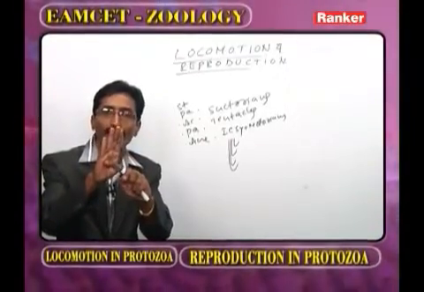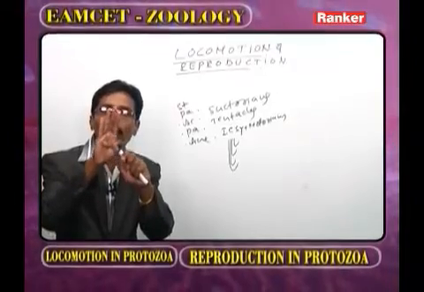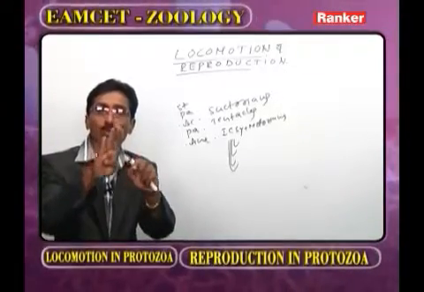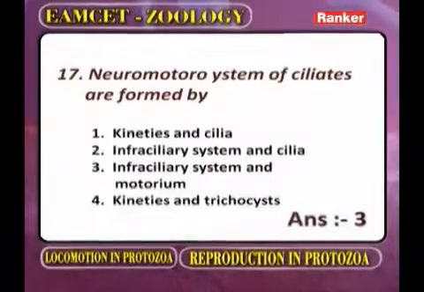So in protozoans, particularly in the ciliates, the locomotion is controlled and coordinated. So the ciliates are the fastest protozoans. The neuromotor system of ciliates is formed by the infraciliary system plus motorium. Now go for the next question.